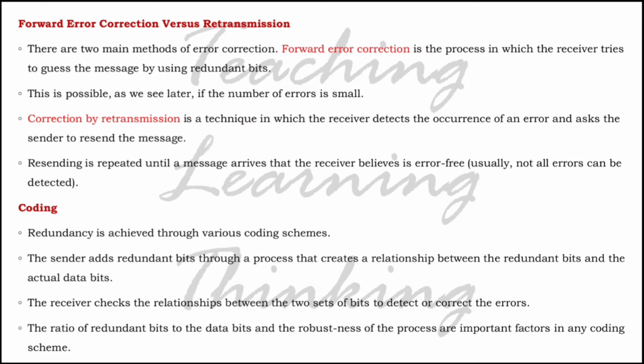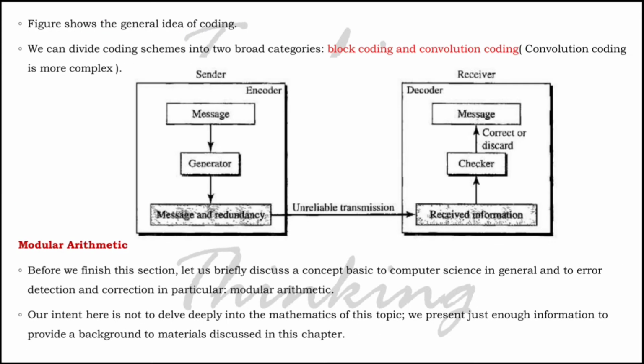And the receiver checks the relationship between the two sets of bits to detect the correct one and the errors. So the ratio of redundant bits to the data bits and the robustness of the process are important factors in a coding scheme. The figure shows the general idea of coding. We can divide the coding scheme into two broad categories: one is block coding and another one is convolution coding. Convolution coding is more complex.